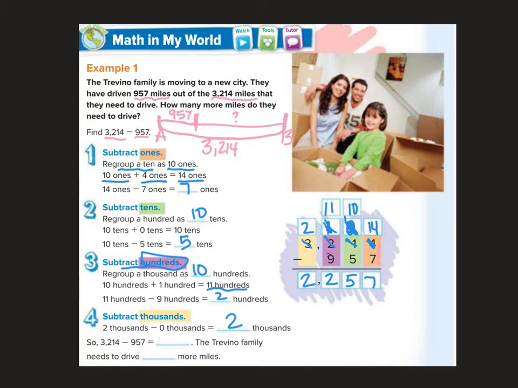So 3,214 minus 957 is 2,257. The Trevino family still needs to drive 2,257 more miles. All right. So notice, when I didn't have enough, I had to go next door and get 10 more. Okay, so I had to knock at my neighbor the hundreds and say, hey, hundreds, can I borrow 10 tens? So then I'm ungrouping those 10 tens and adding them to the tens that I already have, or the hundreds, or whatever it is. So let's try another one.